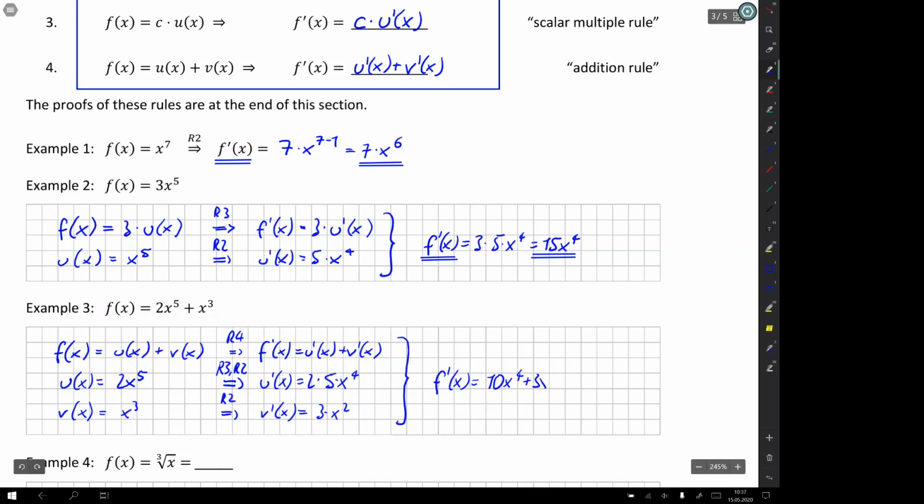And again, like I said before, when we do that regularly, we will not take it formally apart so complicatedly, but we'll just do it directly, saying, well, I have to take this derivative. I get this one, so 10x to the power of 4 plus this derivative, which is 3x squared.